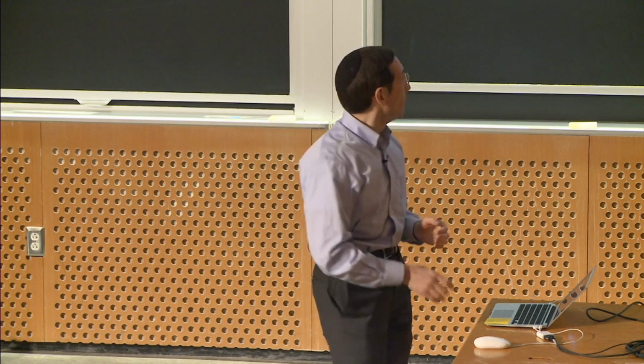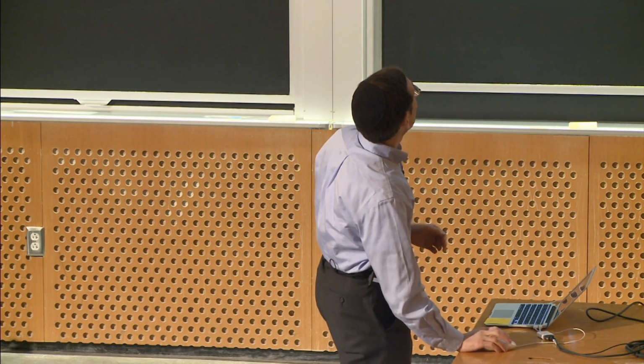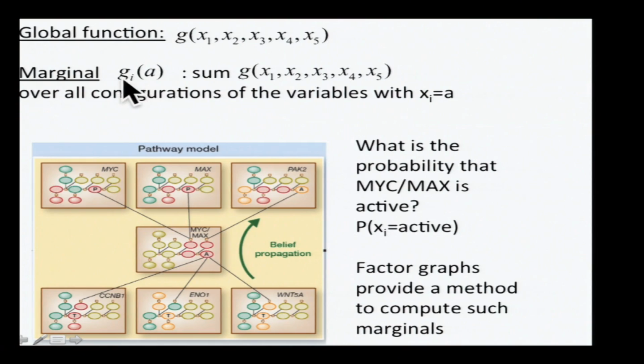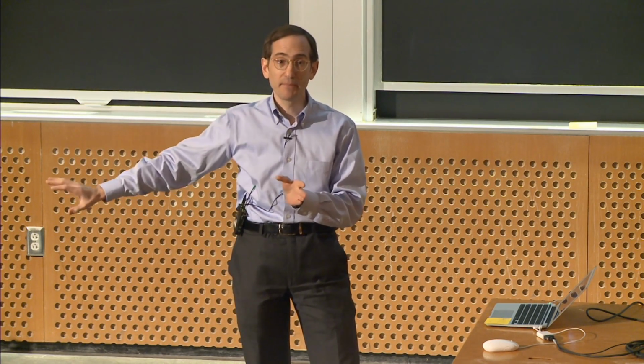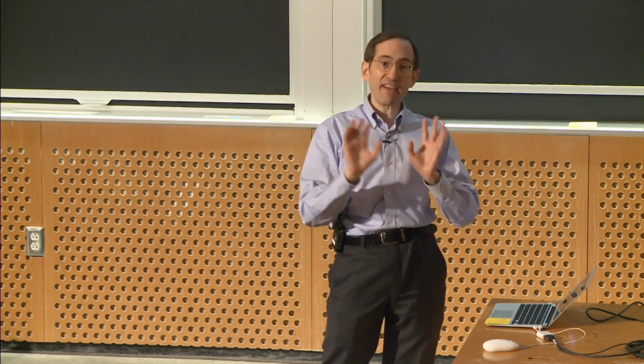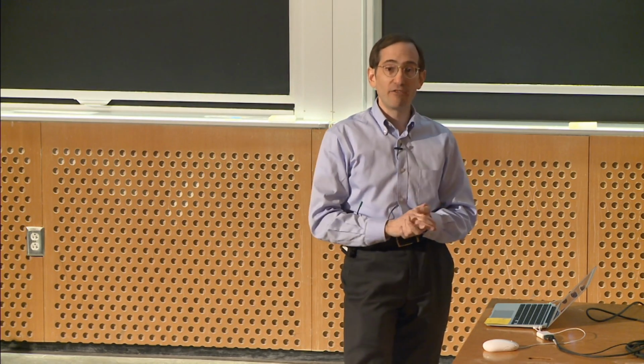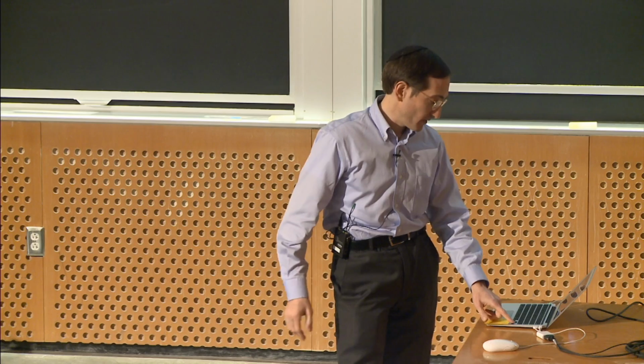Our goal is to find a way to compute these marginal probabilities efficiently, right? And how do you compute a marginal? Well, obviously you need to sum over all the configurations of all the variables that have your particular variable at its value. So if I want to know if Mix and Max are active, I set Mix and Max equal to active, and then I sum over all the configurations that are consistent with that. And in general, that would be hard to do, but the factor graph gives us an efficient way of figuring out how to do that, as I'll show you in a second.